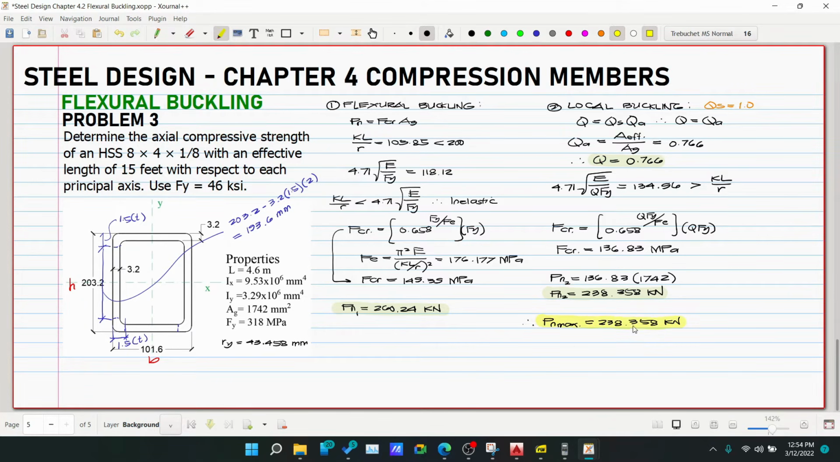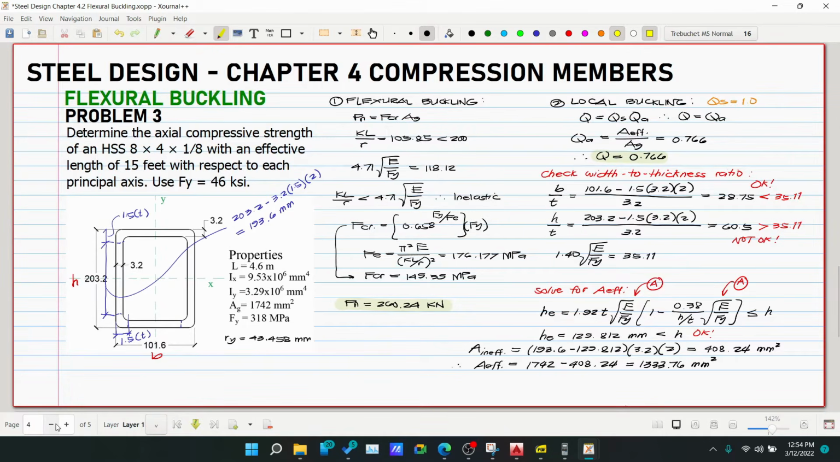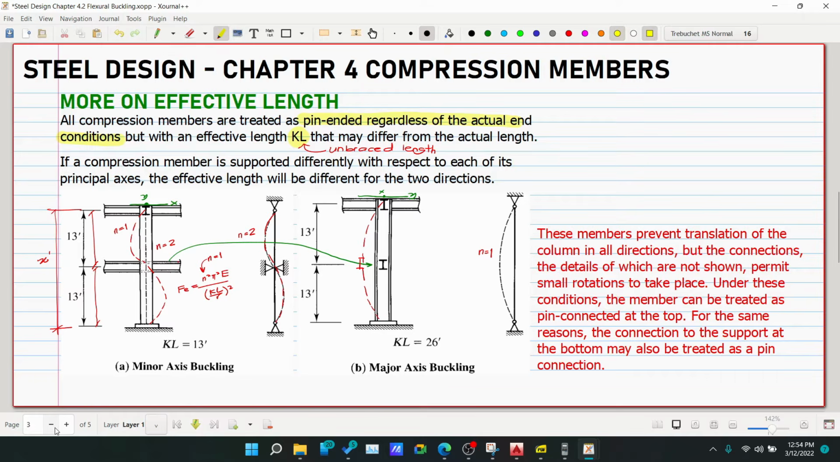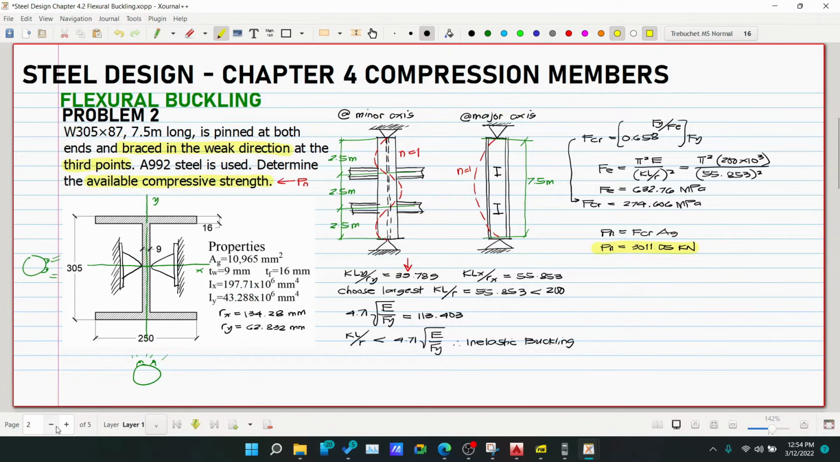Kung pinapakuha naman sa atin yung design strength, madali na lang. I-multiply mo lang ito ng 0.90. At kung kukunin natin yung allowable strength niya, i-divide mo lang siya ng 1.67. Okay? So, ganun lang kasimple yung pagkuha ng ating local stability.